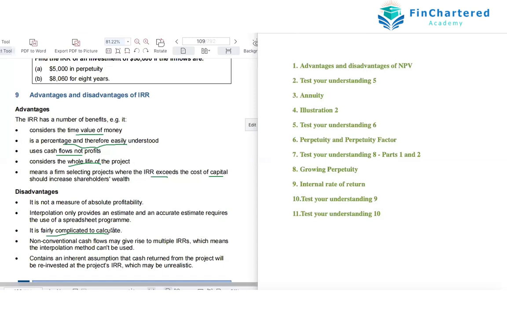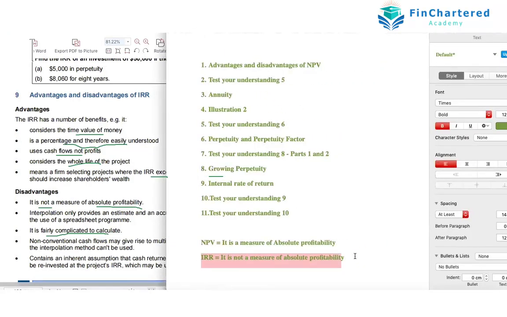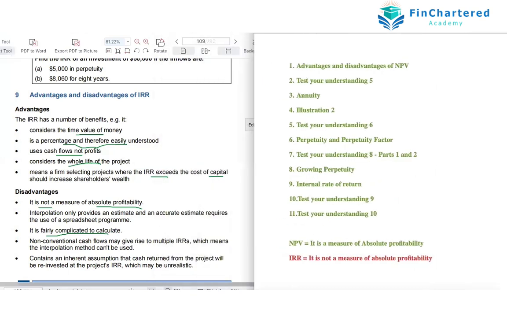And unlike net present value, where you know exactly what return you are getting, here it's just a percentage. It's not telling you much about the profitability. So it is not a measure of absolute profitability. The plus point in NPV is that it is a measure of absolute profitability, so this is a good thing. But the downside of IRR is, again, it's a percentage. It is not a measure of absolute profitability. I'm putting the plus in green and the minus in red.